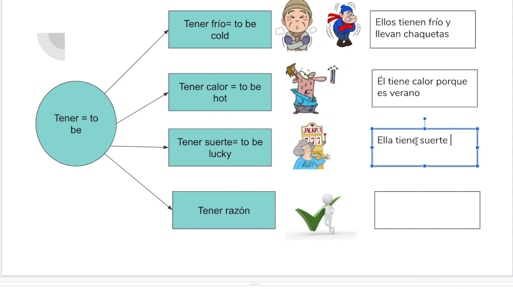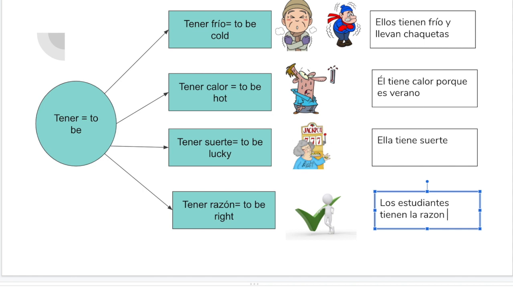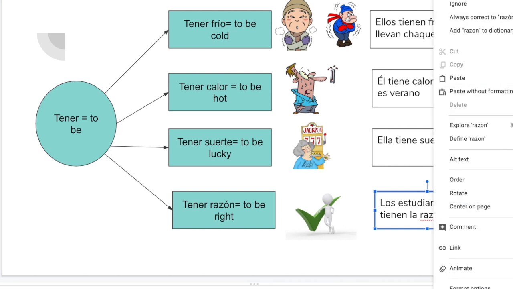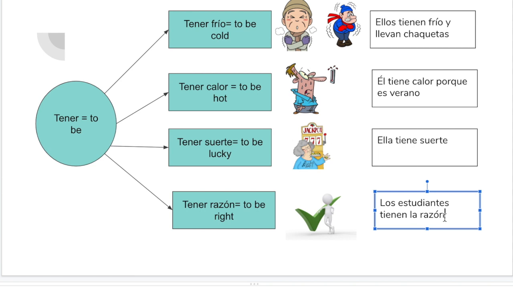So she is lucky. Tener razón. To be right. For example, los estudiantes tienen la razón. Students are right when they do their job, of course. Okay? Los estudiantes tienen la razón. To be right. Ok, muy bien.